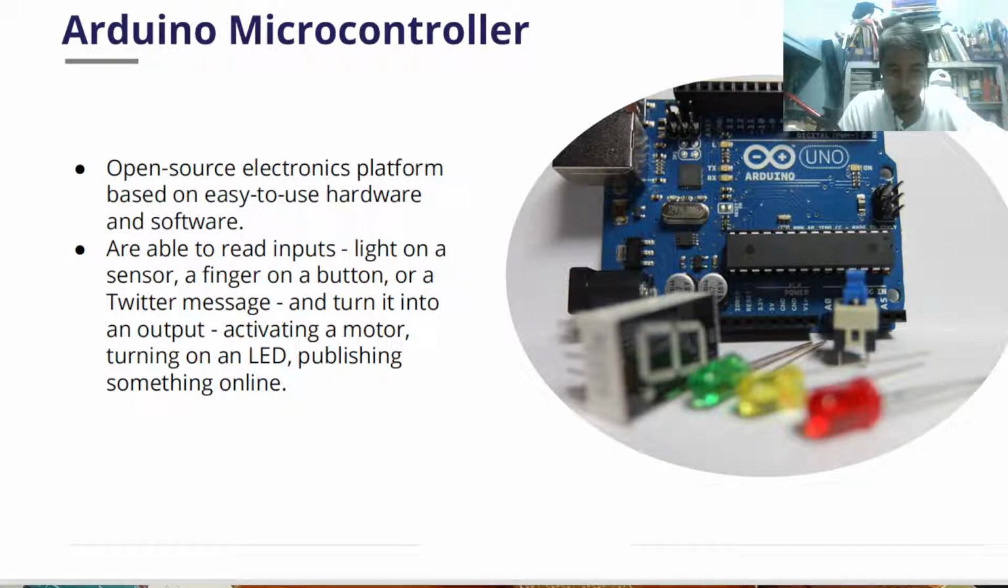So they are able to read inputs, like light on a sensor, a finger on a button, or a Twitter message. So this Arduino Uno can be used to tweet a message and turn it into an output, activating a motor, turning on an LED, publishing something online. So it can be used as IoT. What we mean by IoT is Internet of Things, triggering something to operate online.